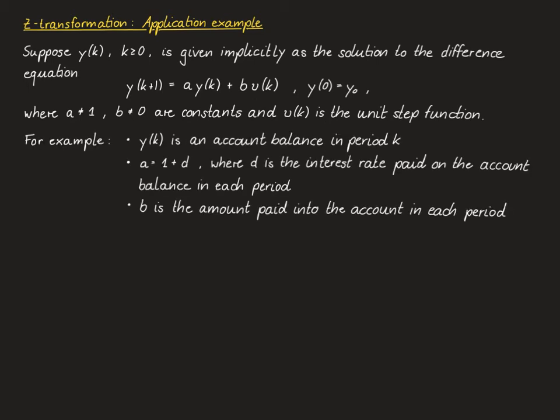For instance, you could interpret this equation as the dynamics of a savings account, where y of k represents the account balance in the discrete time period k, a being equal to 1 plus d represents the growth of the account balance over one period, where d is the interest rate that is paid on the account balance in each time period, and b is a constant amount that's being paid into the account in each time period k.